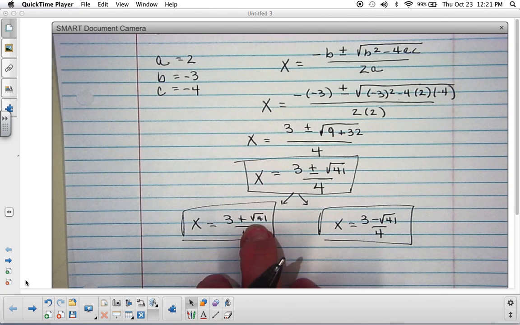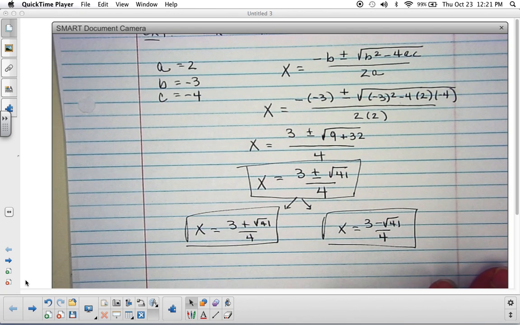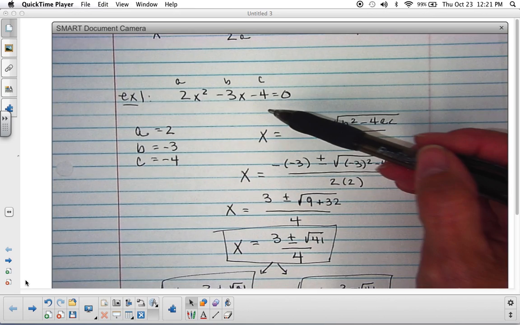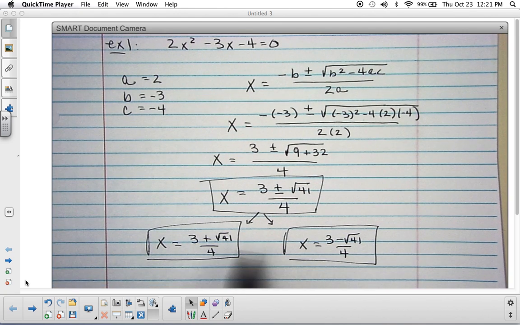The fact that we've got this radical means the roots are irrational, which means that it'll be a decimal if you try to put it in the calculator. And what that also tells you is this original thing could not be factored. There are no factors that would have worked, and that's why I'm ending up with decimal roots.